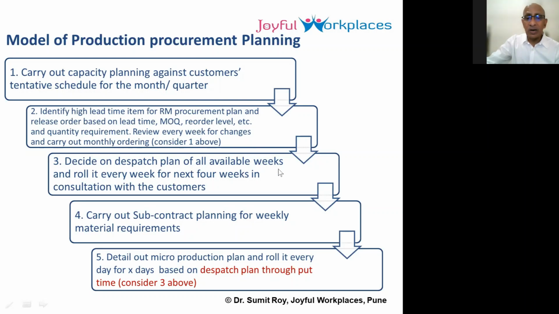Then decide on dispatch plan of all available weeks and roll it every week for next 4 weeks in consultation with customer. Carry out subcontract planning for weekly material requirement. Last point, detail out micro production plan and roll it every day for X number of days, depends on the throughput time. And based on dispatch plan, throughput time, आप number 3 को जो 3 में आया है उसके against में, इसको medium range plan के against में आप micro plan बनाते रहेंगे.